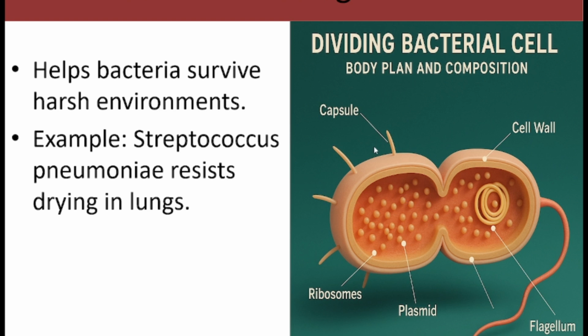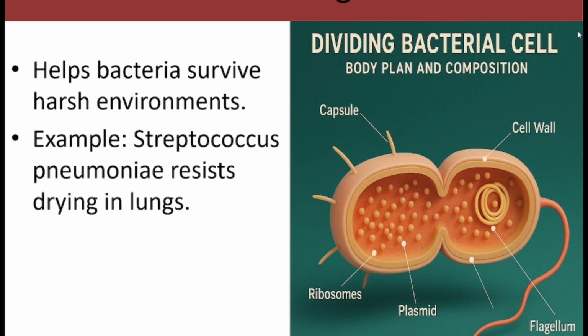So as we can see, this is a dividing bacterial cell, and this is the position of the cell wall, which contains NAG and NAM and is made up of peptidoglycan. Glycan is a sugar, peptido is a peptide. We will also look at the structure of this.